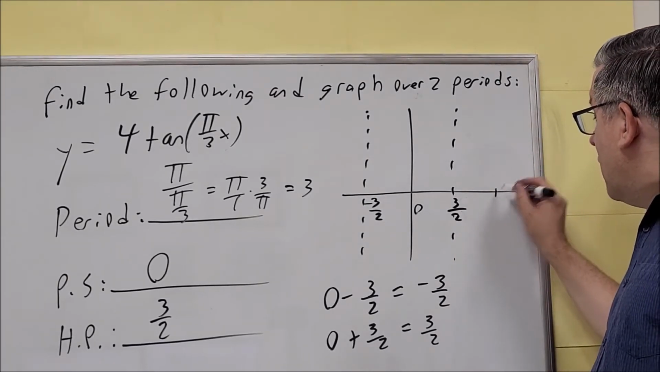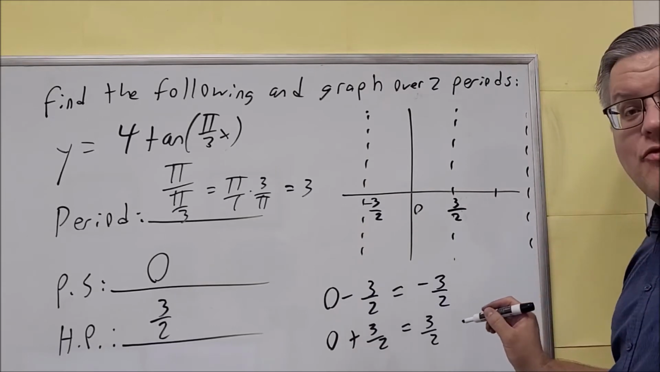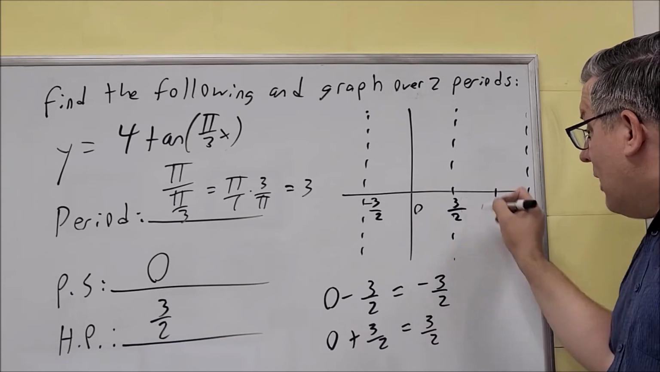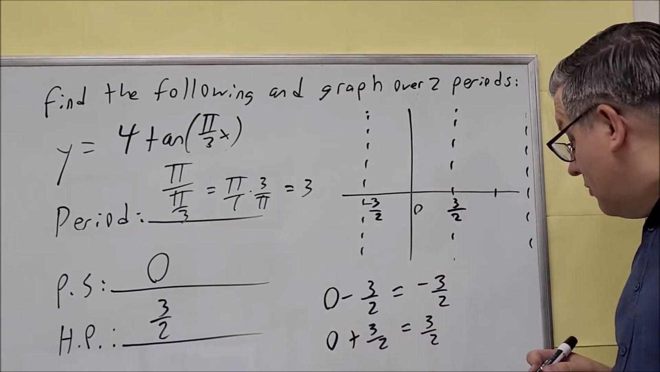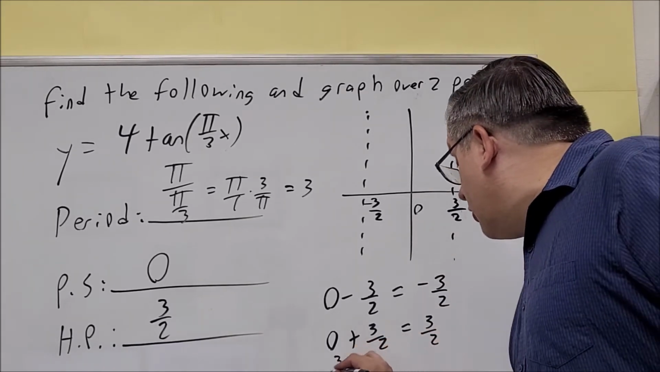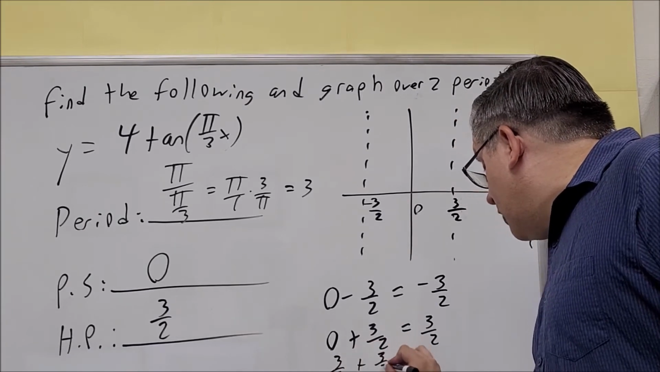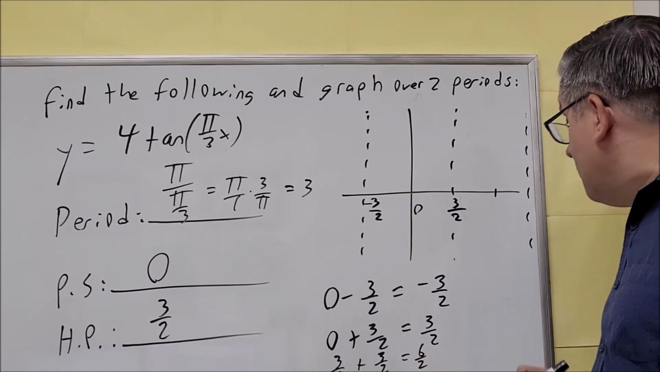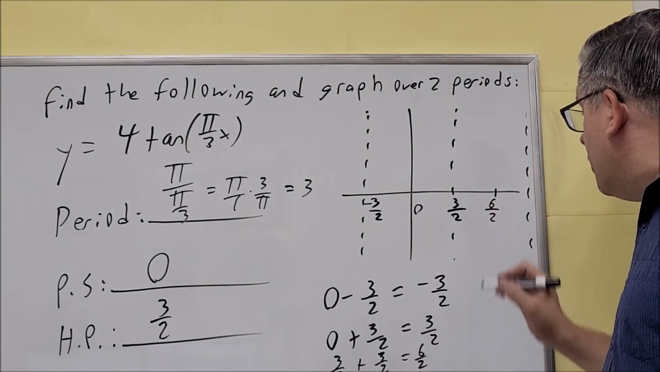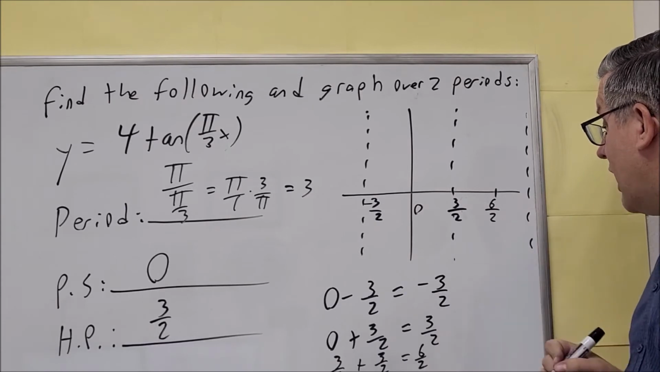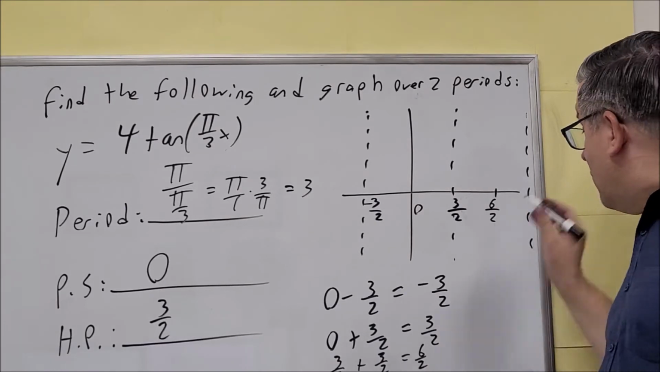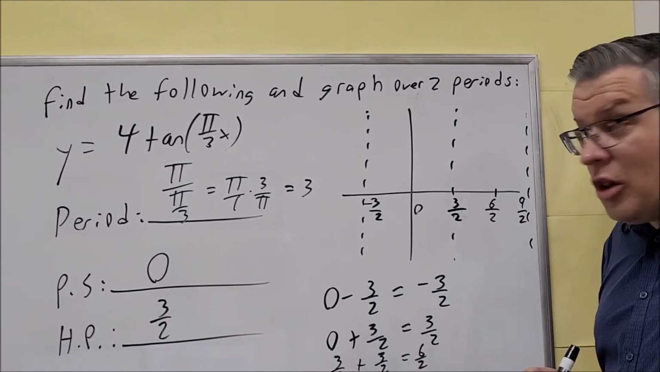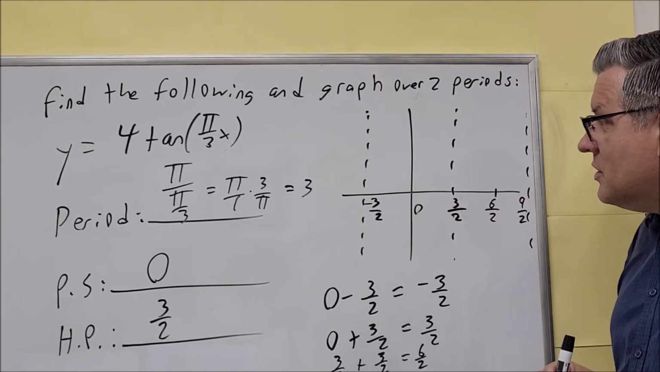Now we want to find the other period. So we have to find the next point here and this one. For these, we're just going to keep adding 3 halves to it. So for the next one, I can just do 3 halves plus 3 halves, and so that equals 6 halves. Now I don't need to worry about reducing these. I'll just go ahead and leave it as 6 halves. If I add another 3 halves to that, this is going to give us 9 halves. So you just keep adding the half point all the way across to get all these here.